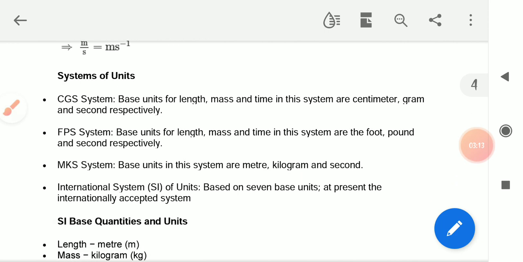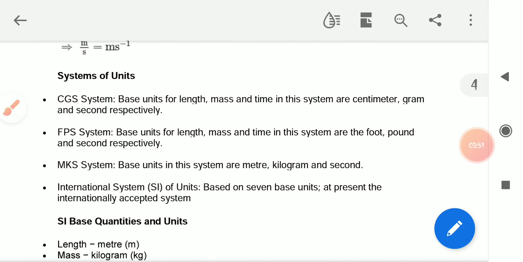Systems of units: CGS, FPS, MKS and the international system of units. Different units were assigned for mass and length in different countries. In CGS, the basic units for length, mass and time are centimeter, gram and second respectively. In FPS, they are foot, pound and second respectively. In MKS, the base units are meter, kilogram and second. The international system is based on 7 base units and is at present the internationally accepted system.